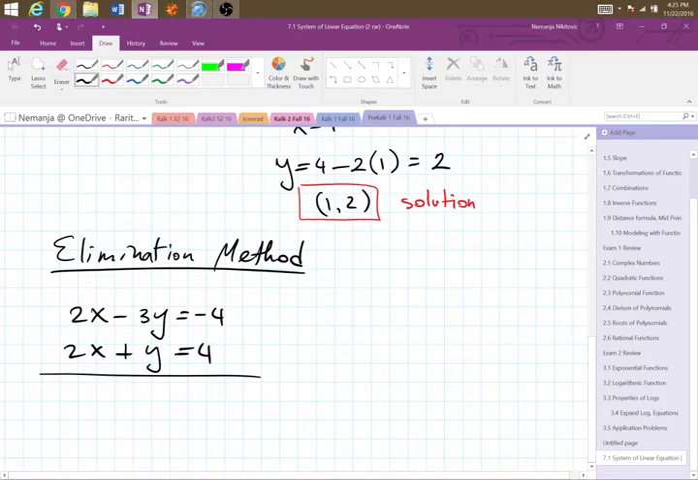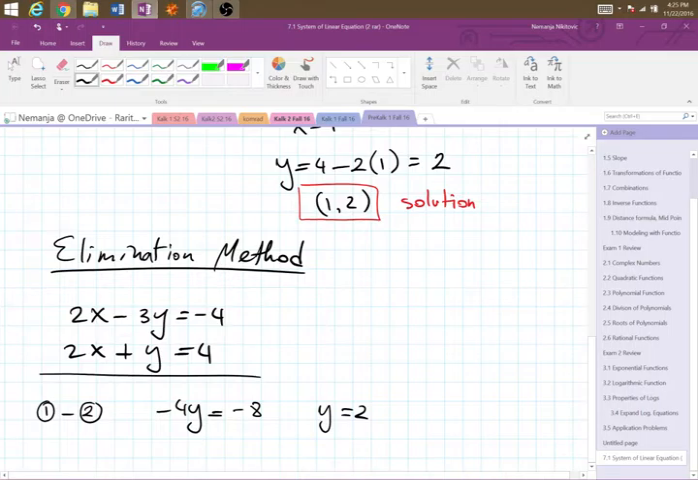So let's say you want to do equation 1 minus equation 2. Well, 2x minus 2x is 0. Negative 3y minus y is negative 4y. And then negative 4 minus 4 is negative 8. So y equals 2 immediately.